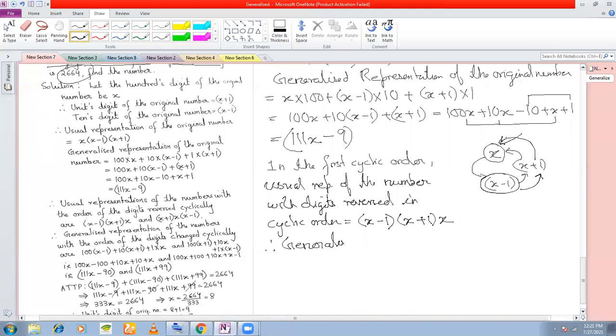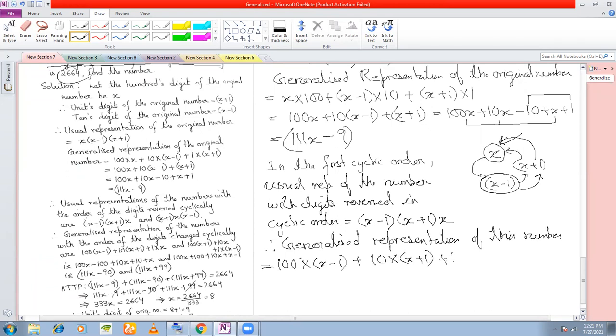Therefore, the generalized representation of this number is equal to: now x minus 1 is the hundreds place, so we multiply 100 with x minus 1. x plus 1 is the tens digit, so we multiply 10 with x plus 1. And x is the units digit, so we multiply x with 1. So now you simplify this: 100 into x minus 1 plus 10 into x plus 1 plus x.